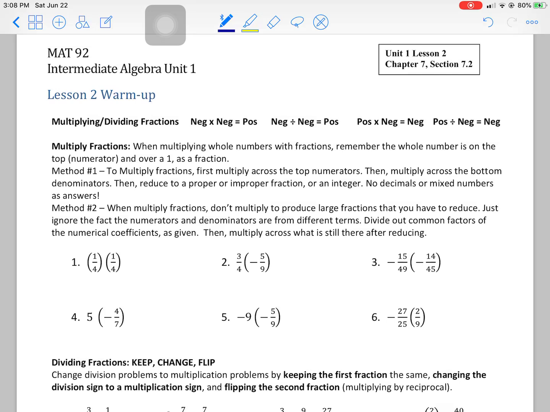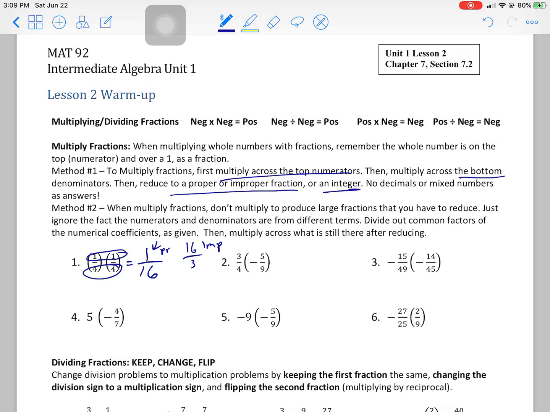So when you're multiplying fractions, remember you're kind of going across the top. So 1 times 1 is 1. 4 times 4 is 16. It says multiply across the top, multiply across the bottom. Make sure you put it into an improper or proper fraction. This is a proper fraction. 16 over 3 would be an improper fraction. Improper, and this is proper.